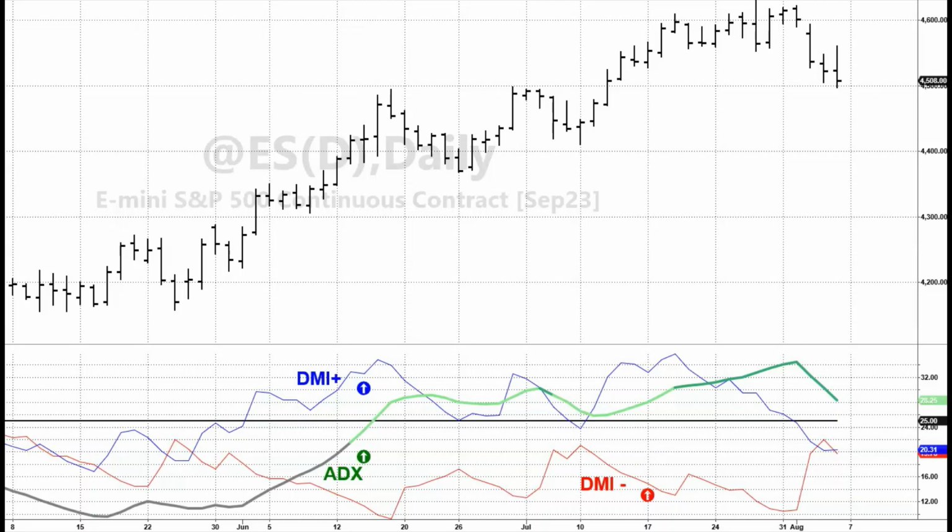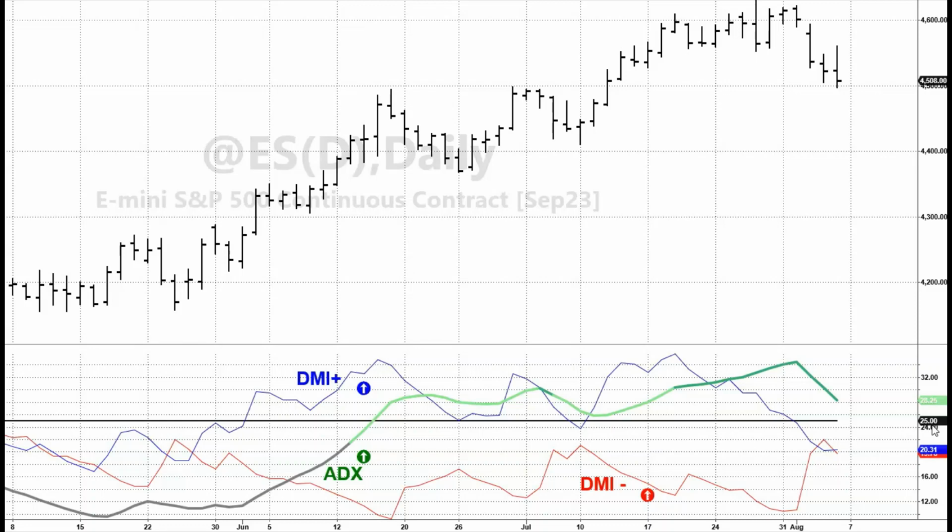This chart here is the Simplexity Analytics customized ADX indicator. The ADX line is the thicker gray line here, and it turns darker shades of green as it gets stronger. The DMI plus is this line here, the thin blue line, and the DMI minus is the thin red line. The other line on our indicator is the horizontal black line that has a value of 25. The ADX crossing over 25 is widely considered to be the threshold the ADX needs to cross in order to be considered a strong trend.